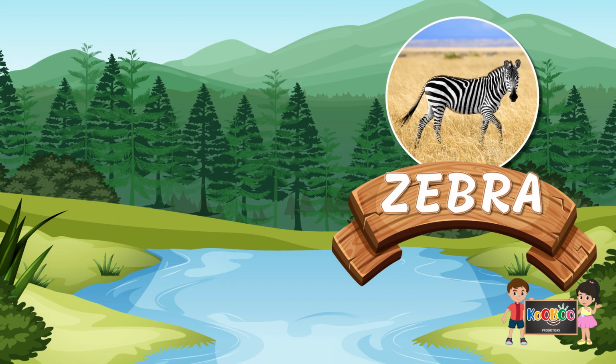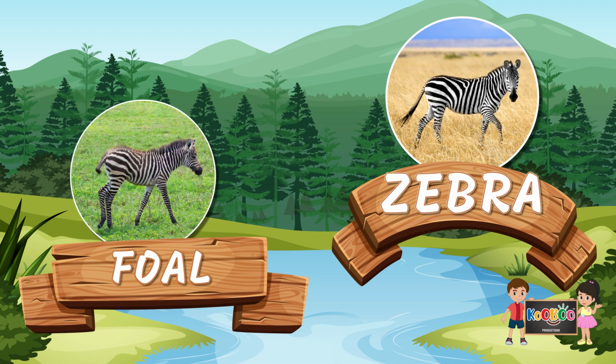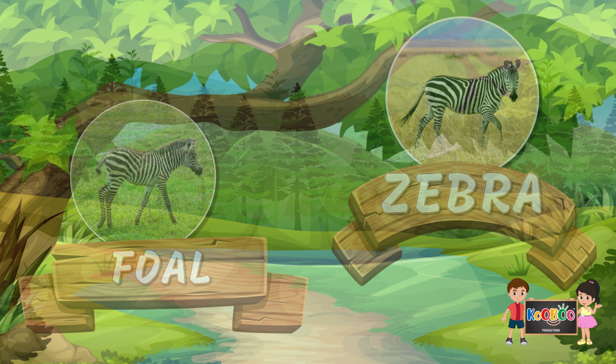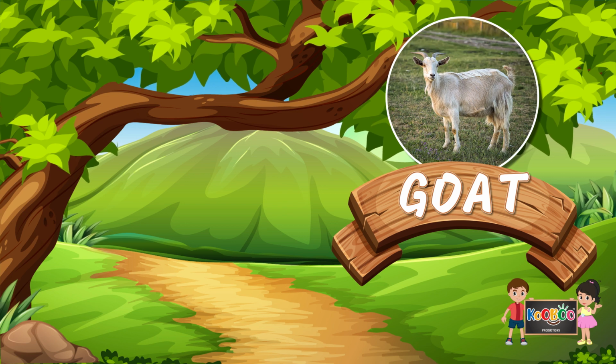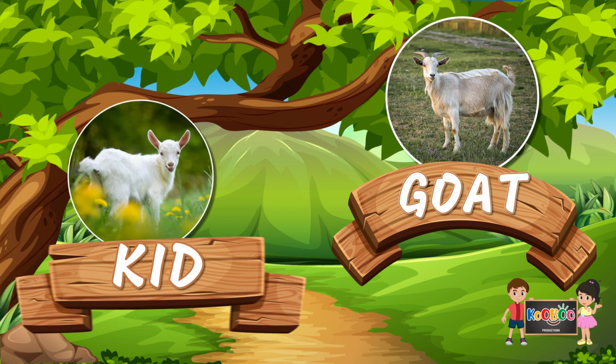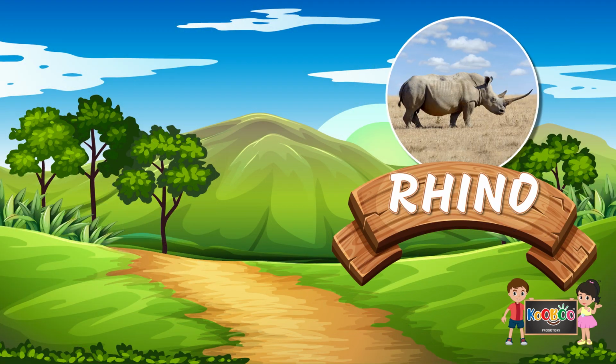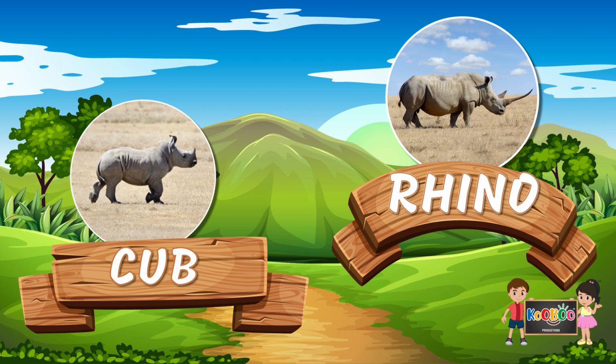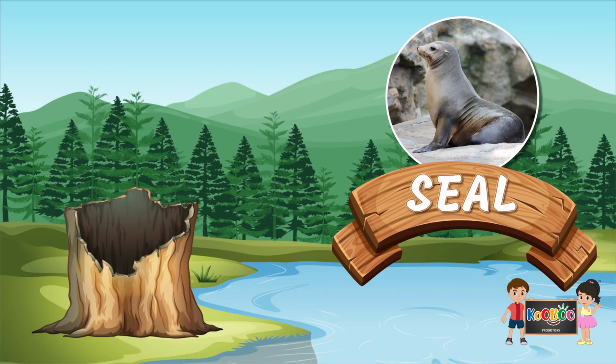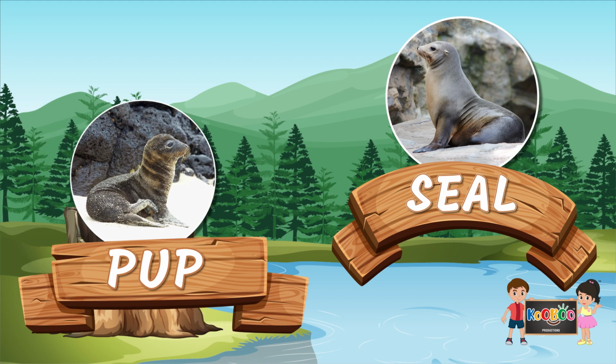Zebra. Baby zebra is called foal. Goat. Baby goat is called kid. Rhino. Baby rhino is called cub. Seal. Baby seal is called pup.